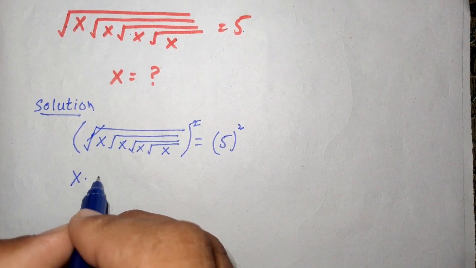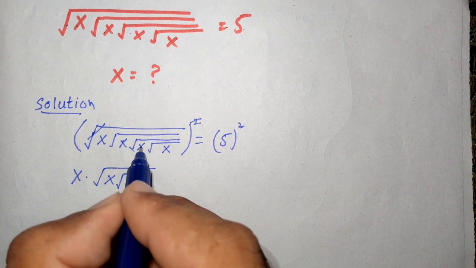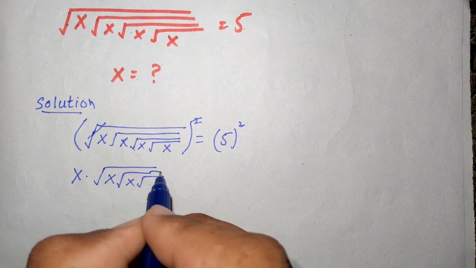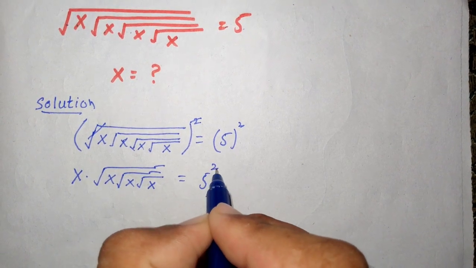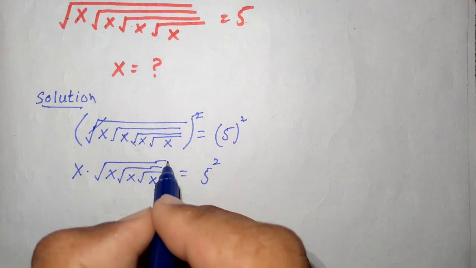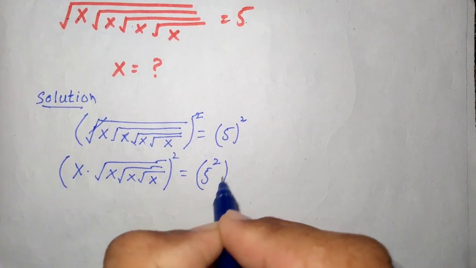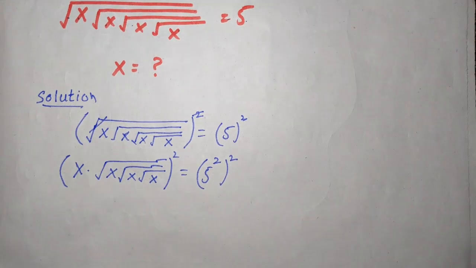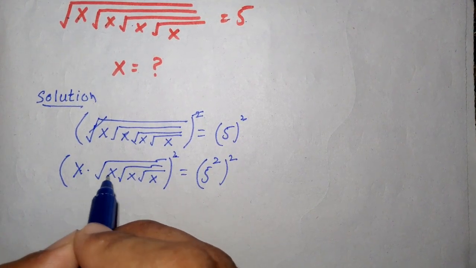x times square root of this x under square root of this x under square root of this x is equal to 5 square. Now again we have to take square at both sides. So this side becomes square and this side becomes square. Now we know that this 2 means square is also for x and for the square roots.